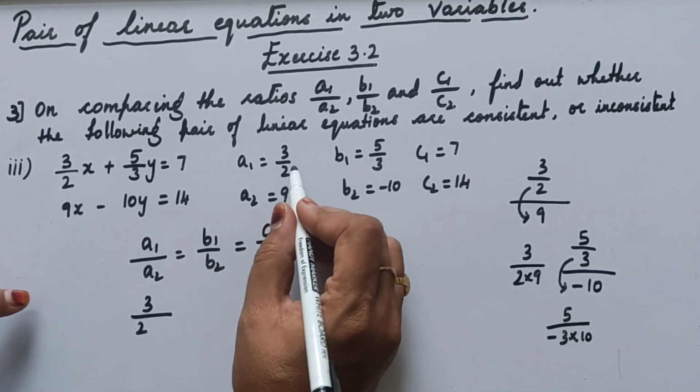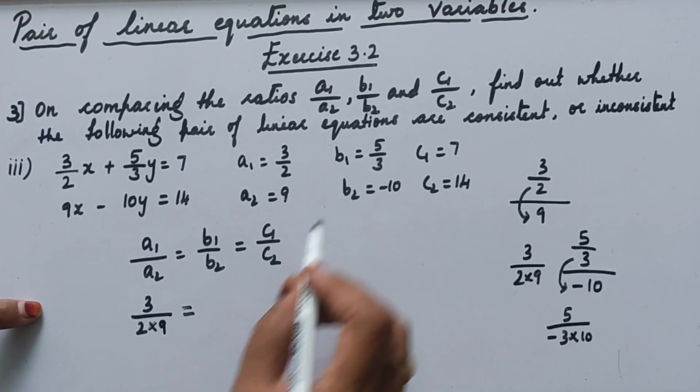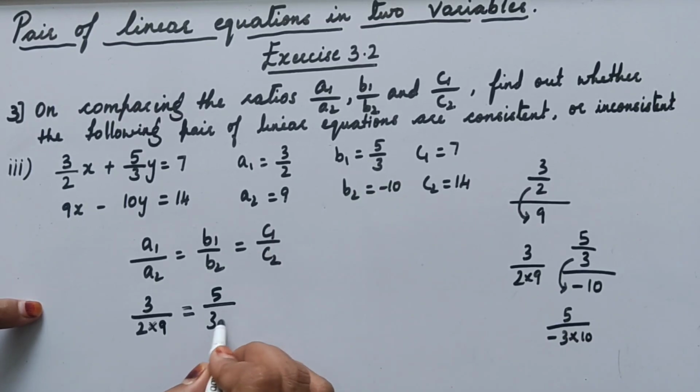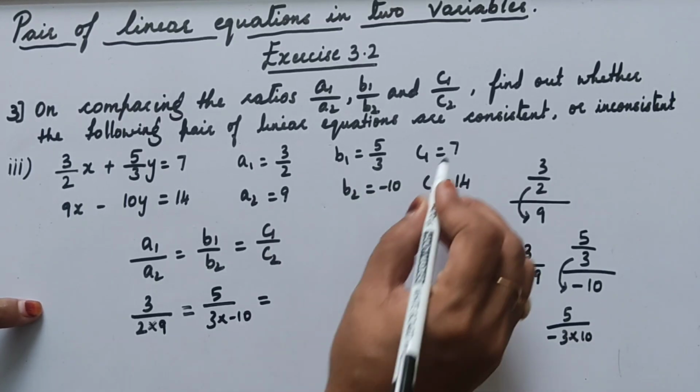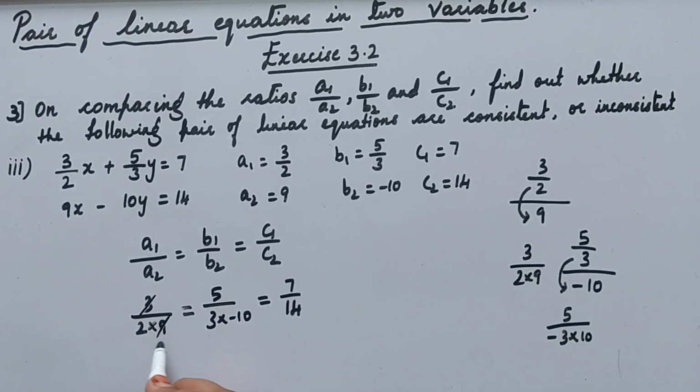Here I'll just write 3 upon 2 into 9, okay, equal to 5 upon 3 into minus 10 equal to 7 upon 14. Okay students. Now here 3 ones are 3, 3 threes are 9, 5 ones are 5, 5 twos are 10, 7 ones are 7, 7 twos are 14. Now here we have got 1 upon 2 threes are 6. Now here we have got 1 upon minus 3 twos are 6. Here we have got 1 upon 2.